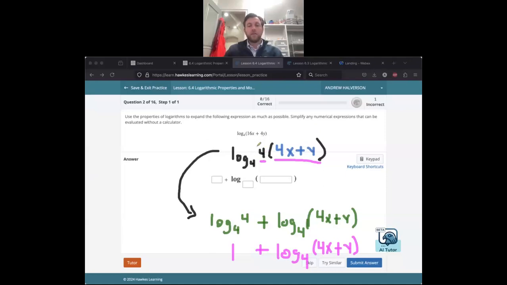The factor of 4 here multiplies the 4x plus y. And so remember, it's the log of the product. When you're multiplying, you give each of the products their own log. So in this case, the 4 and the 4x plus y are the two different products, and we give them each their own log. We can't break up the 4x plus y any further because that's adding. We can only break it up when they're multiplying each other.